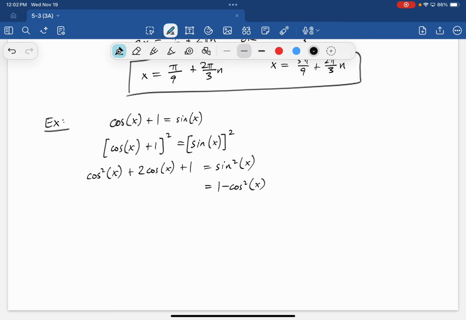Got it? Any questions? We want to square it to introduce some things with which we can simplify using identities. After we rearrange terms, we would get 2 cosine squared plus 2 cosine x equals 0. And then we would solve this by factoring, right? Make sure you factor. You can't just divide by cosine. That's illegal.